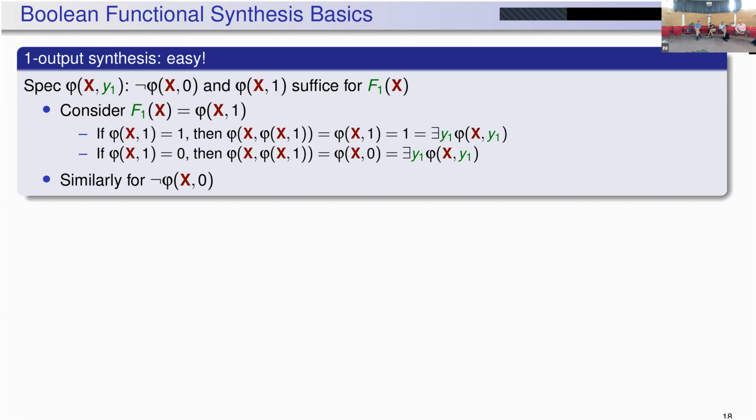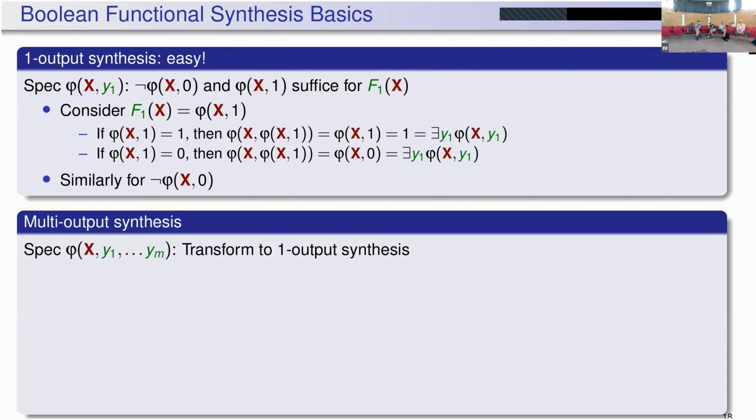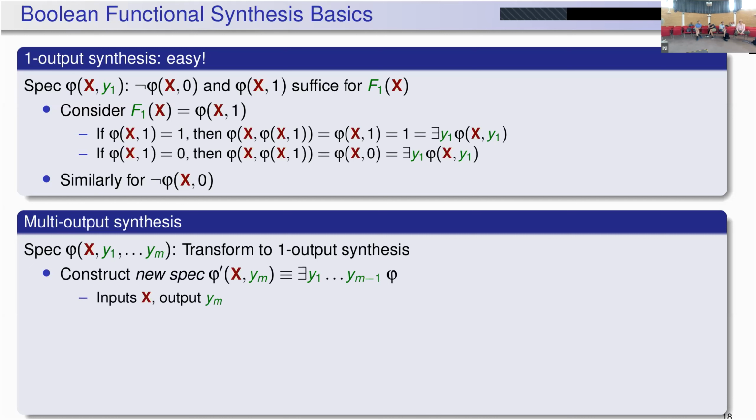Okay. What happens if we have multi-output synthesis? Let's say I have m outputs. Let's try to see if we can transform it to a one-output synthesis. Of course there will be hurdles along the way. Suppose I constructed a new spec which is obtained by quantifying out the first m-1 output variables. So it has only the inputs x and output ym. Of course, how do I quantify this out? This is difficult in general. But suppose I could do this, or even approximately do this.